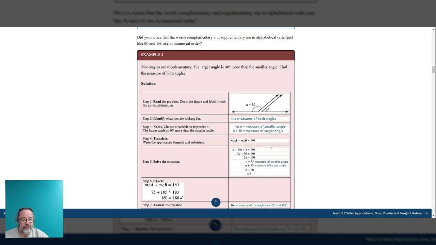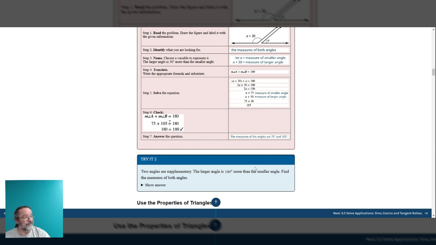A plus 30 equals the measure of the larger angle. So we have 75 and then 75 plus 30, 105. Do those add up to 180? Yes, indeed. So there we are.